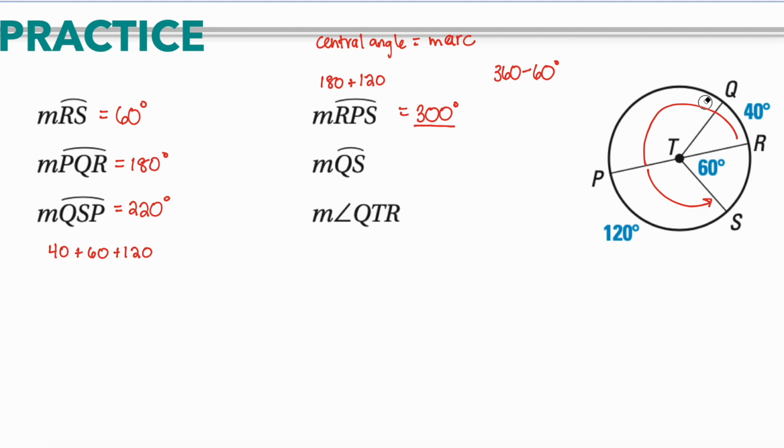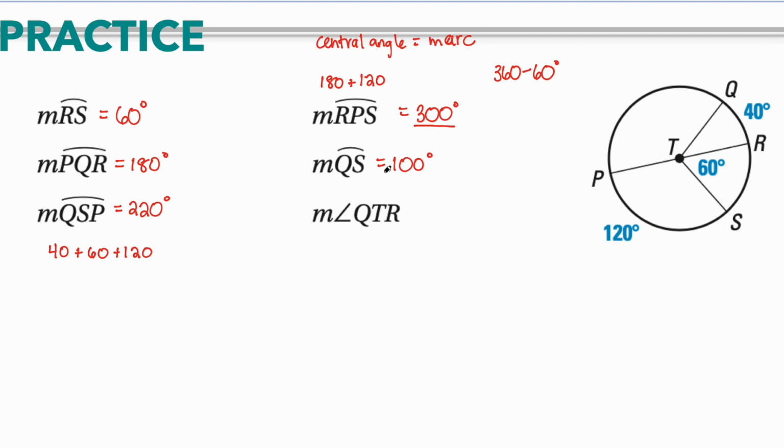Next, from Q straight to S. So from Q to S, I'm going through R to S. So I'm just going to add this angle measure, which is 40 degrees, and this angle measure, which is 60. And together they'll give you 100 degrees.